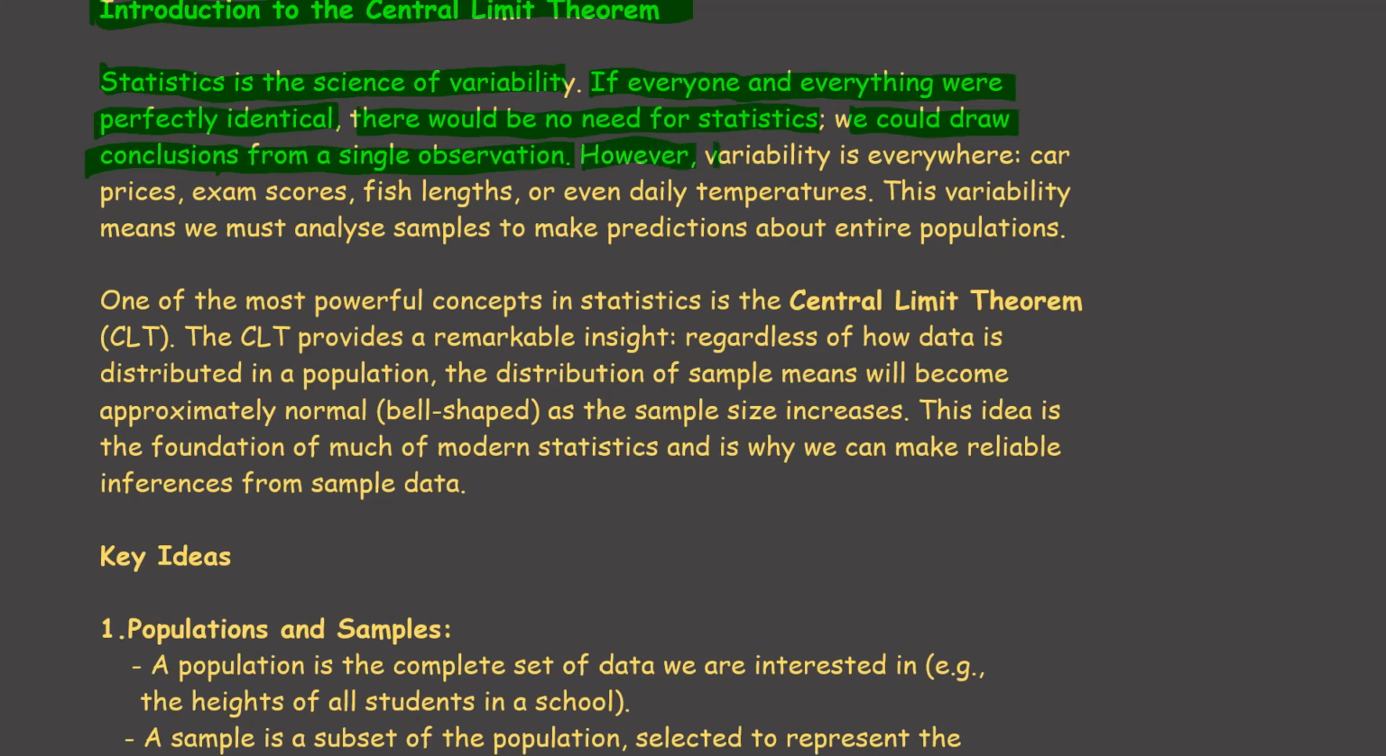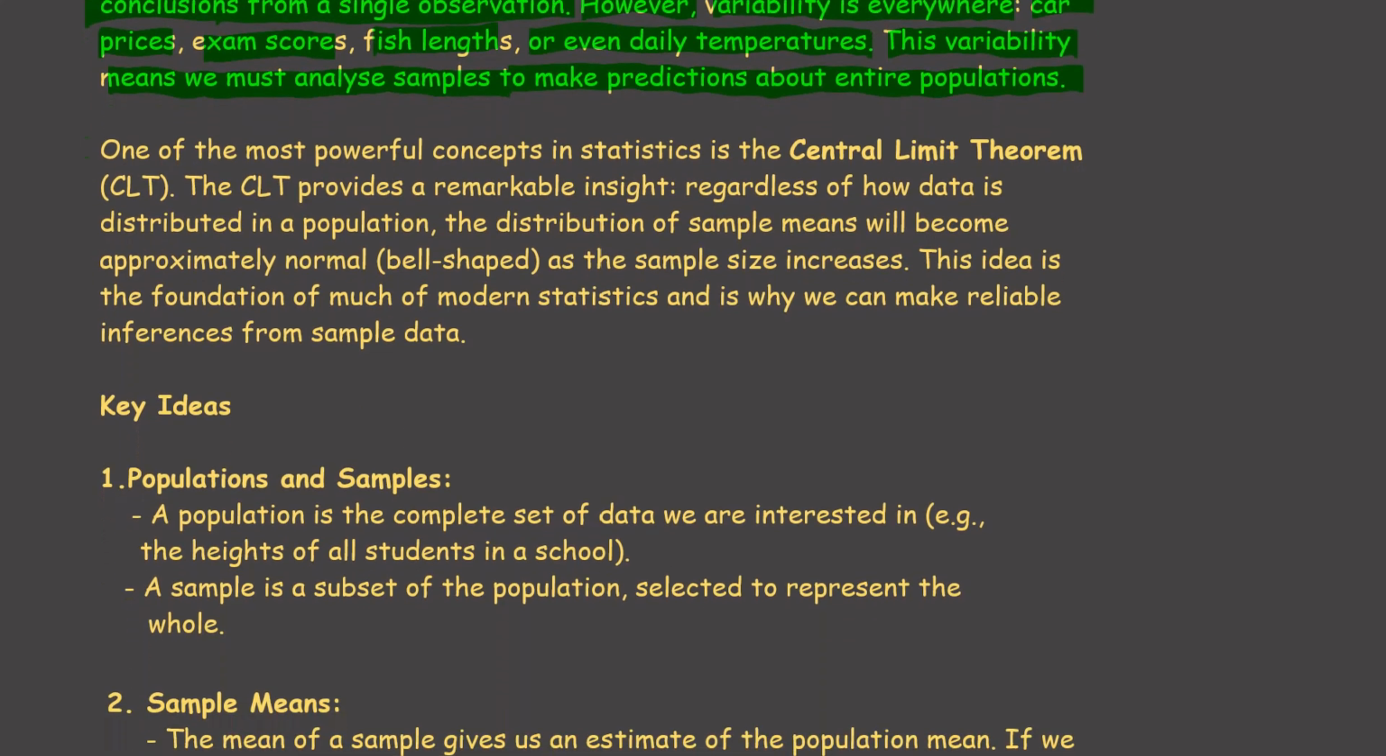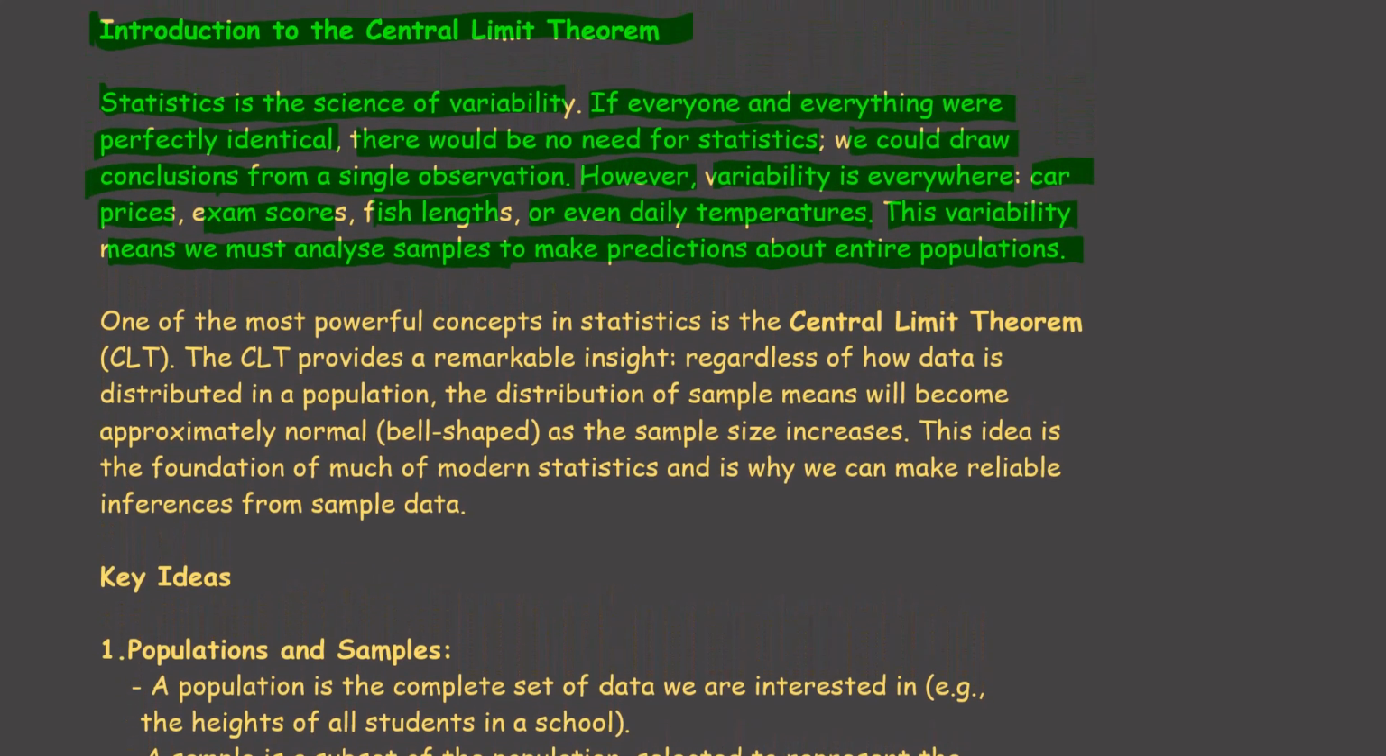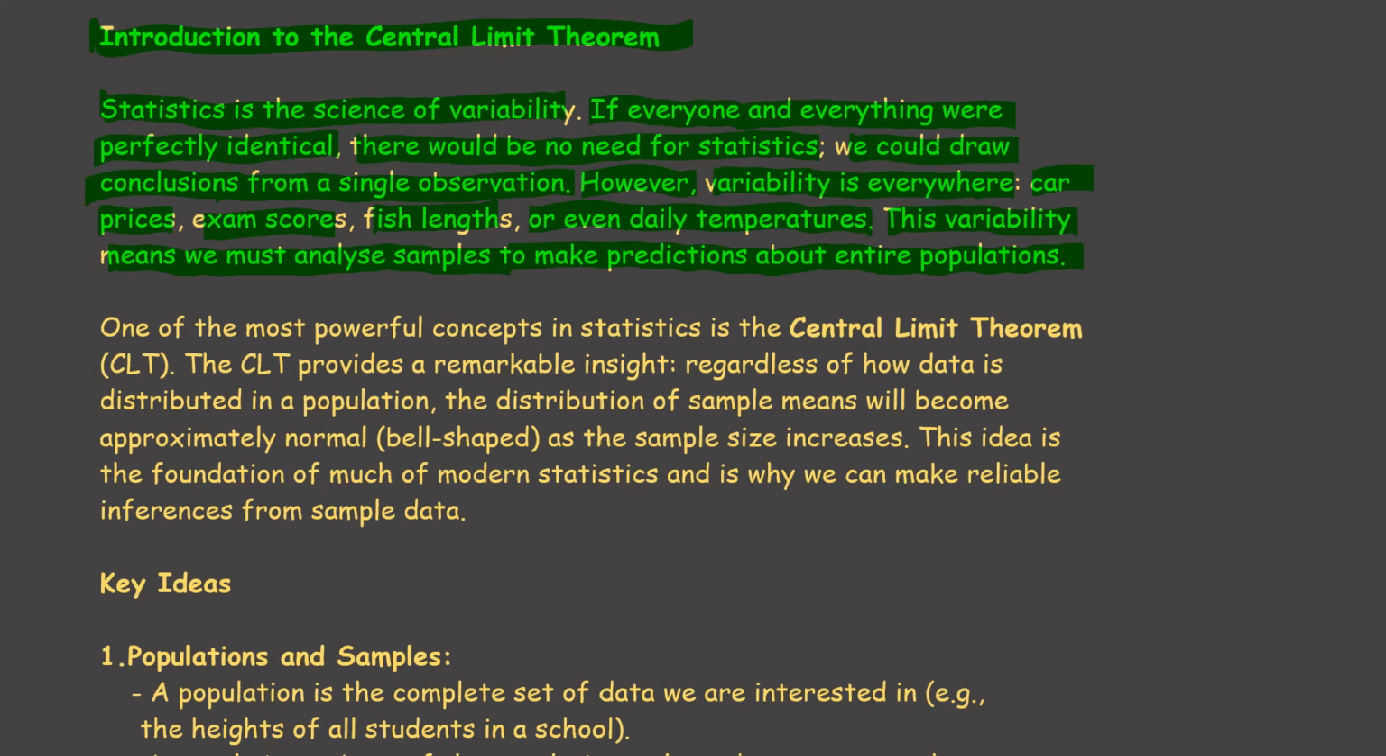We only need to measure one person and we know everything about everybody. However, variability is everywhere. Car prices, exam scores, fish lengths, or even daily temperatures. This variability means we must analyse samples to make predictions about the entire populations. That is, unless the population is something very easy, like the marbles in a jar you have, where you could literally take measurements about every single one of them, and then you wouldn't need to use statistics because you'd have information about the entire population.